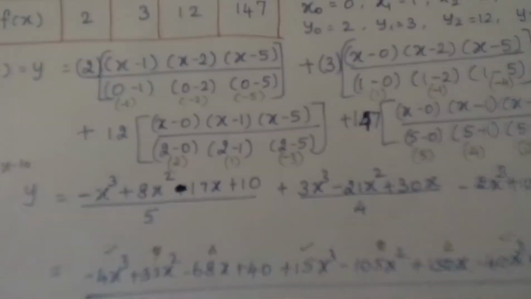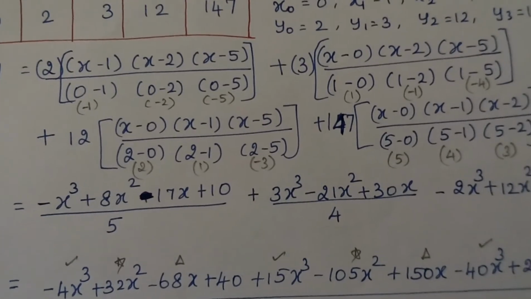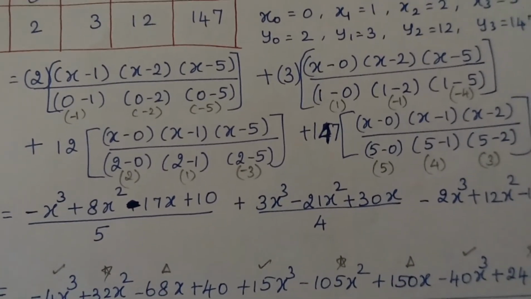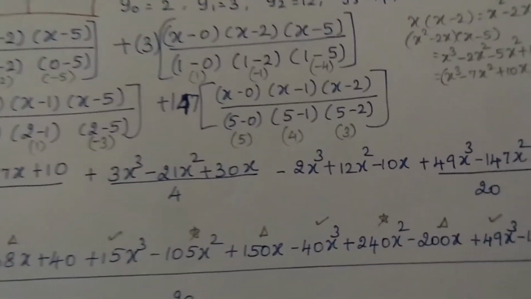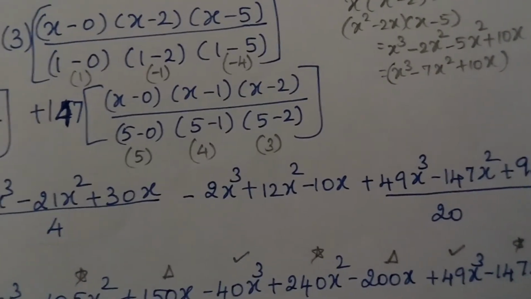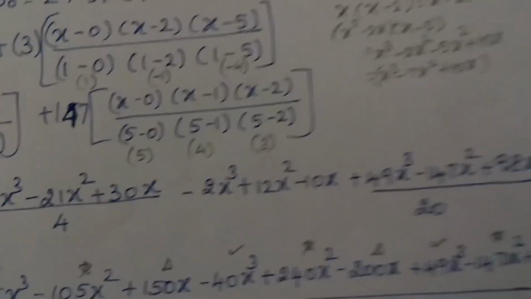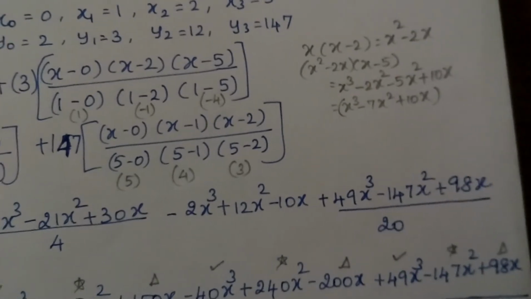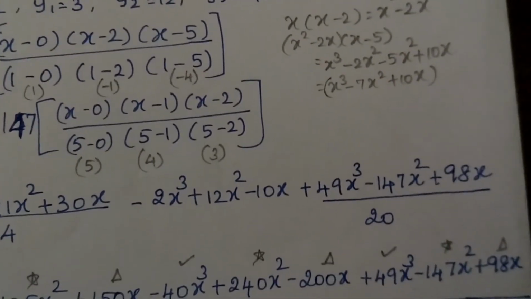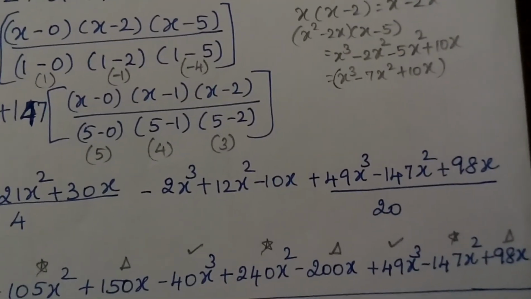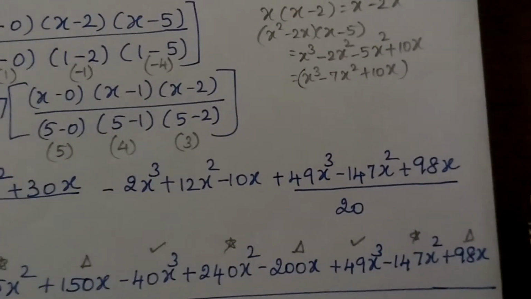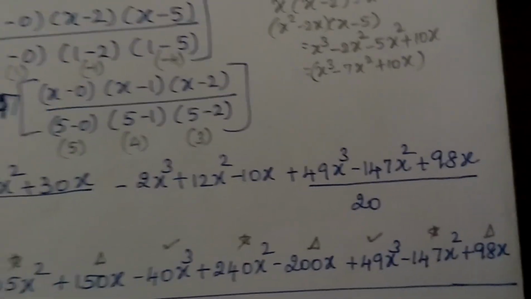Like this, if you simplify the third term, that is 12 into x minus 0, x minus 1, x minus 5, over 2 minus 0, 2 minus 1, 2 minus 5, I will be getting minus 2x cube plus 12x squared minus 10x. Now the last term also you have to simplify in a similar way. If you simplify, you will be getting the answer plus 49x cube minus 147x squared plus 98x, divided by 20.